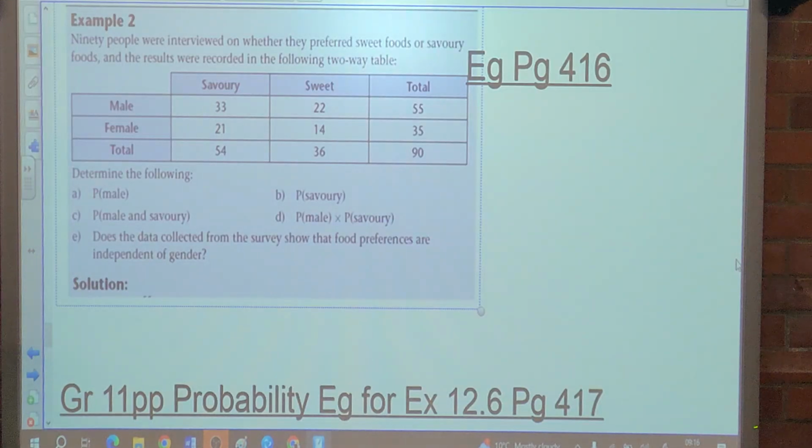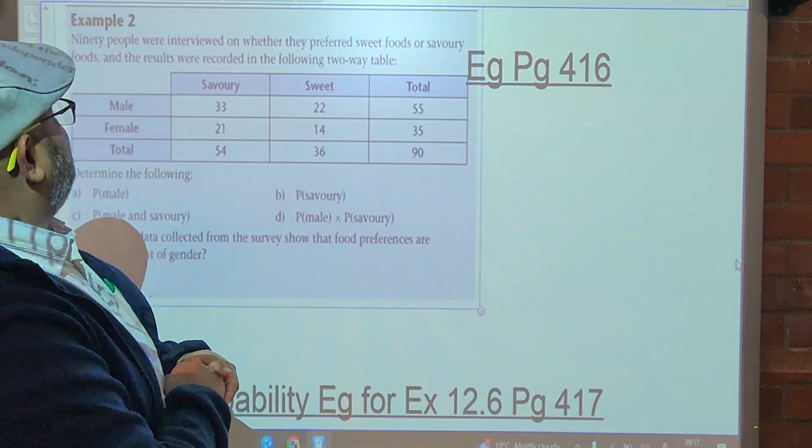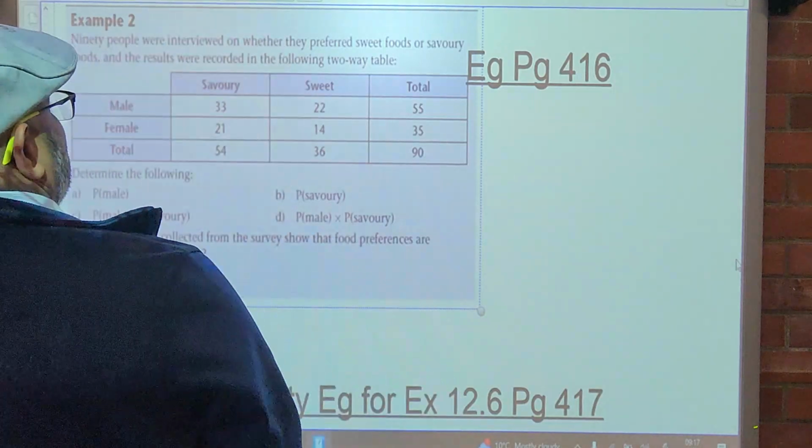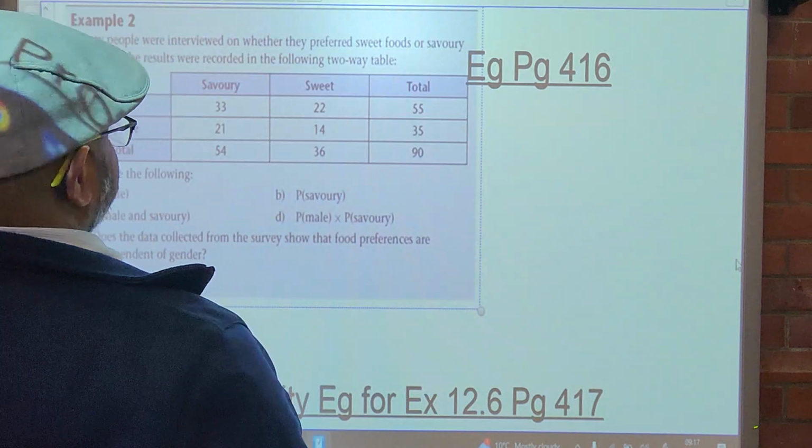Okay. The problem with me is both is my favorite. Okay, so that results in how I do today. Okay. But anyway. And the results were recorded in the following two-way table.